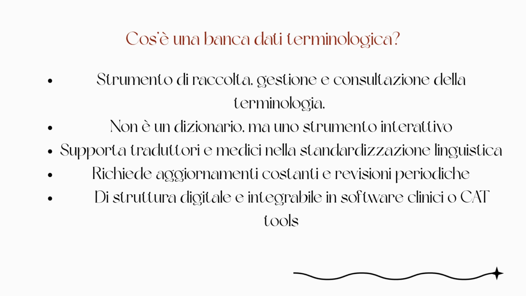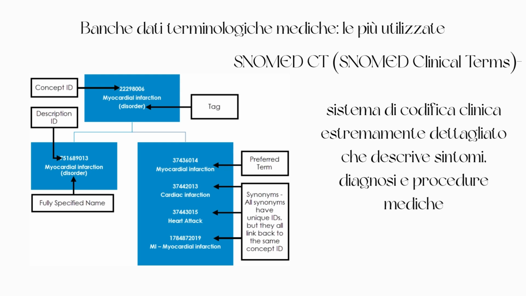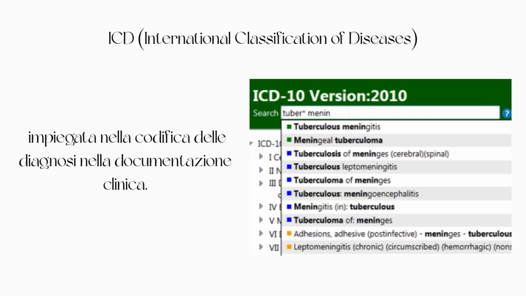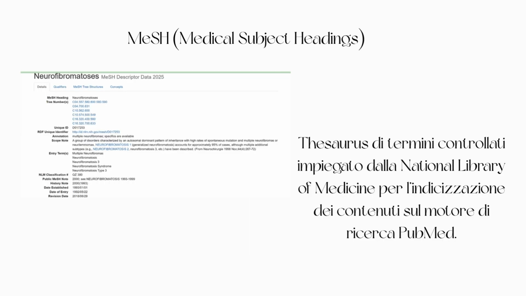In the medical field, the most widely used databases include SNOMED-CT, an extremely detailed clinical coding system that describes symptoms, diagnosis, and medical procedures. ICD, International Classification of Diseases, mainly used for coding, diagnosis, and clinical documentation. And Medical Subject Headings, a controlled vocabulary used by the National Library of Medicine for indexing content on the PubMed search engine. In this work, I relied on neural machine translation.